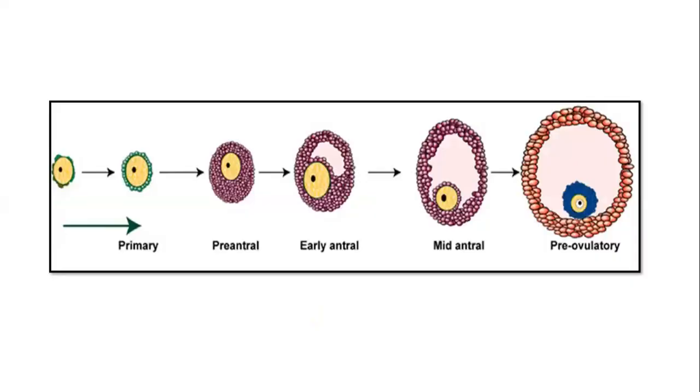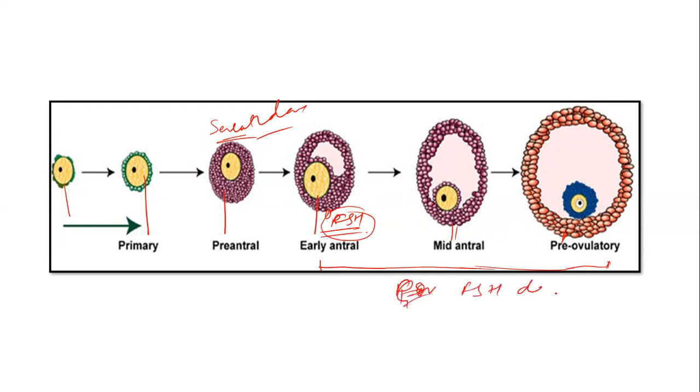So these are the different stages of follicular development. Here we are going to revise once again. This is the primordial, this is primary, pre-antral, early antral. Pre-antral is nothing but, you can say, secondary, and mid-antral and pre-ovulatory. So these are the different stages of the follicle. As we have discussed, at this stage FSH receptors are present. So during every menstrual cycle, the recruitment of follicles which are going to ovulate is based on the presence of FSH receptors. From this to the pre-ovulatory stage, this is called FSH-dependent, or you can say gonadotropin-dependent growth.